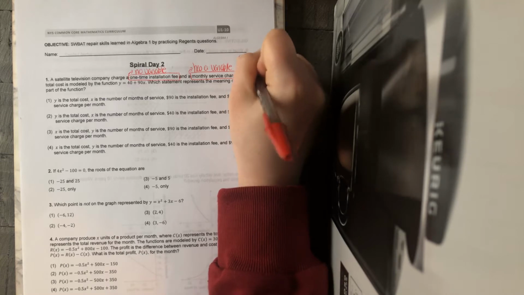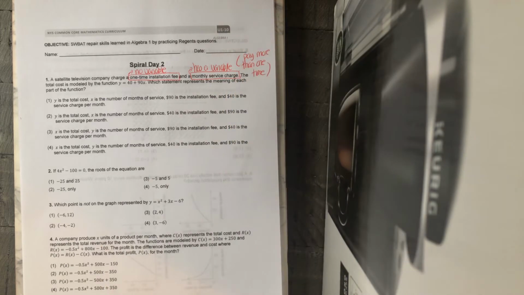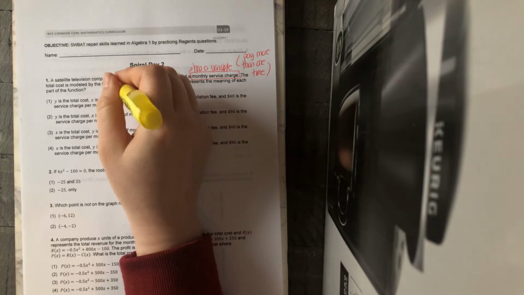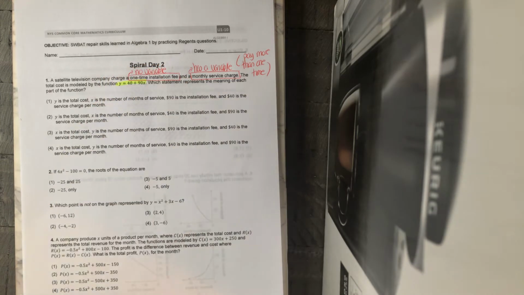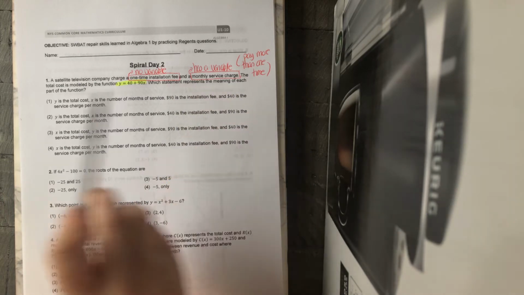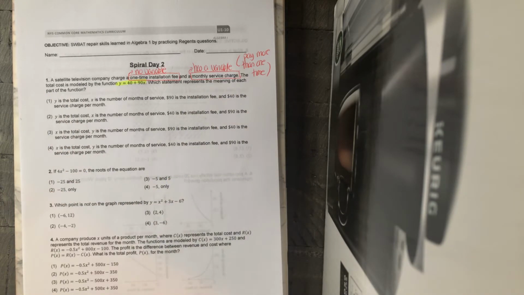Okay. And then it tells me that the total cost is going to be modeled by that function y equals 40 plus 90x. So I'm just going to go ahead and highlight that. Anytime they give us some type of formula, it's always a good idea to highlight it. You're most likely going to have to use it. And then it's asking which statement represents the meaning of each part of the function correctly.